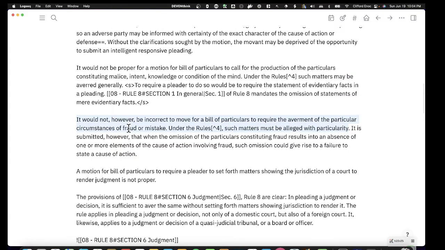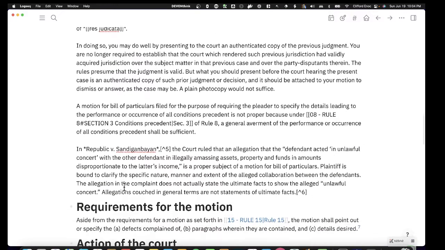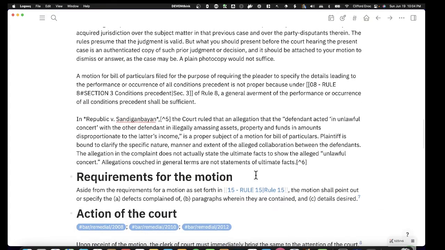Kung mayroong fraud or mistake, it's submitted, however, that when the omission of particulars presenting fraud results in the absence of one or more elements of the cause of action, such omission could give rise to a failure to state a cause of action. Mayroon ba dyan? Wala. Okay. Failure to state cause of action.